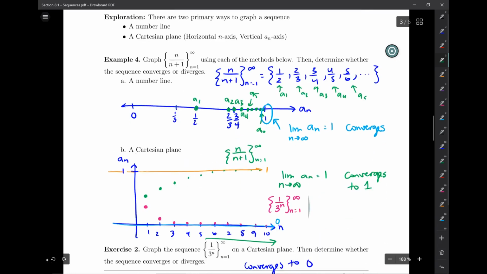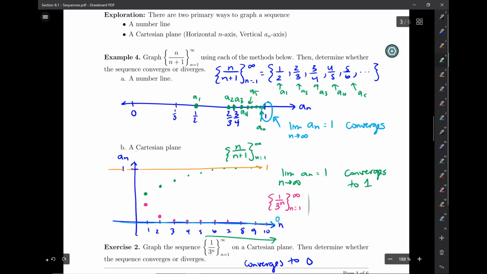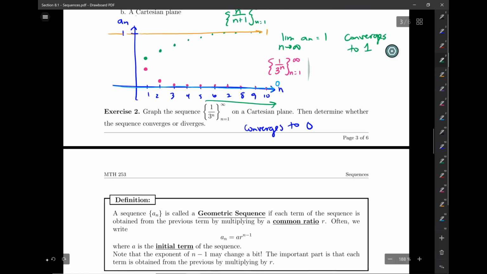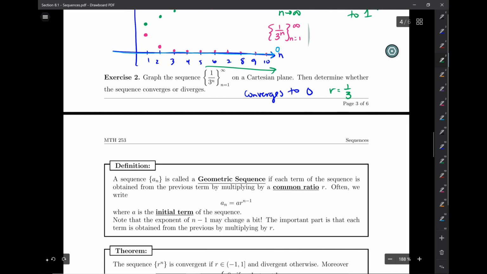Okay, let's see, have we done any other ones? This is not going to be geometric. You can see it doesn't have any sort of exponential powers, but this 1/3 to the n is very similar to that one that we just talked about. This one would have the r value of 1/3 because I'd be multiplying by 1/3 each time to get to the next value.